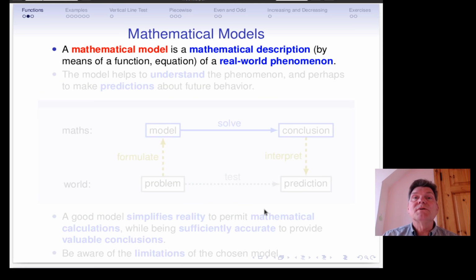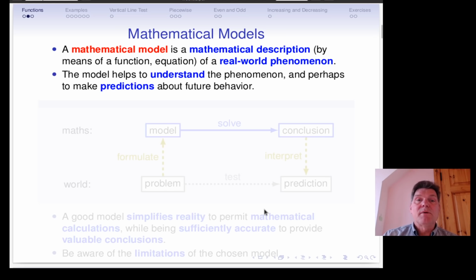Functions are used as mathematical models. A mathematical model here is a mathematical description, by means of a function or an equation, of a real-world phenomenon. The purpose of the model is to help understanding the phenomenon and perhaps to make predictions about future behavior.